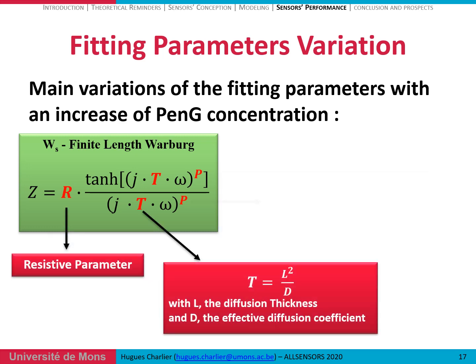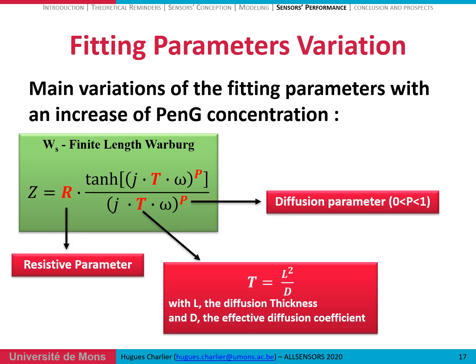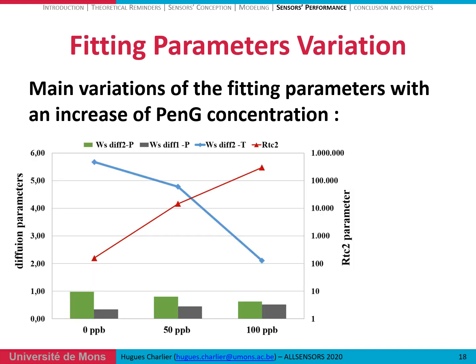There is the resistive parameter, so the kind of classical resistance. The T parameter that includes the diffusion thickness and the effective diffusion coefficient, and the diffusion parameter that is the mathematical parameter comprised between 0 and 1. And here is presented the evolution of the different parameters, with on the left y-axis the diffusion parameters and on the right y-axis the resistive parameter. And from those evolutions we can draw some conclusions.